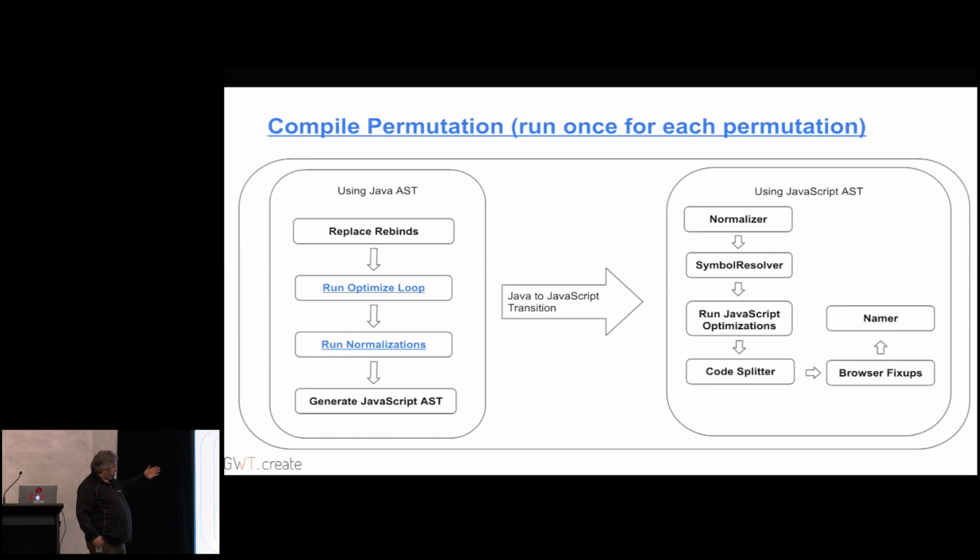We decide the identifiers, what do they point to. We optimize the JavaScript. We perform code splitting. We do some fix-up passes, and we rename, for example, if you're running obfuscated mode, that's where we obfuscate all the identifiers. And that's the code that's produced by the JavaScript compiler and gets handed to the linker for the next phase.